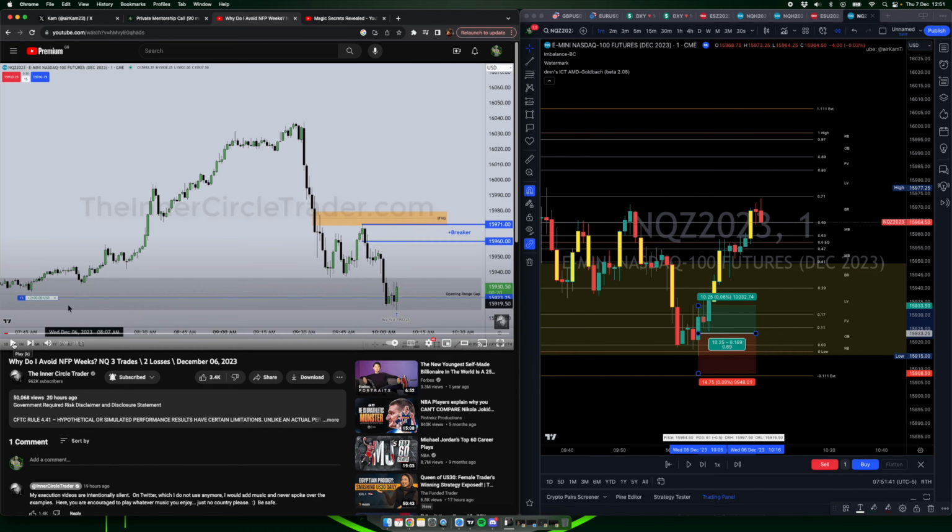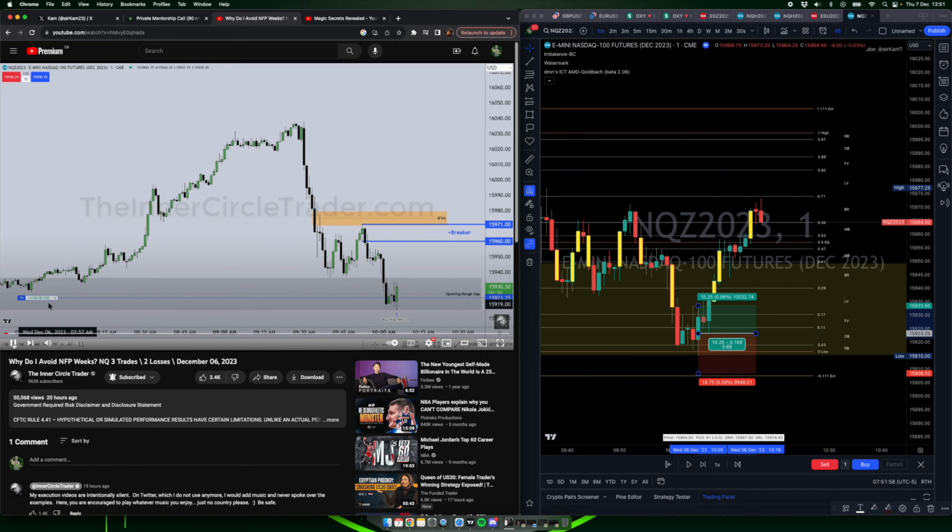So an interesting point is it's hard to know the exact levels he's looking at. If he put in a limit order, then you can see the exact level he's looking at. Because he does a market order, there has to be a little bit of wiggle room because he'll see the level on Goldbach. By the time he executed, the price has moved a little bit.